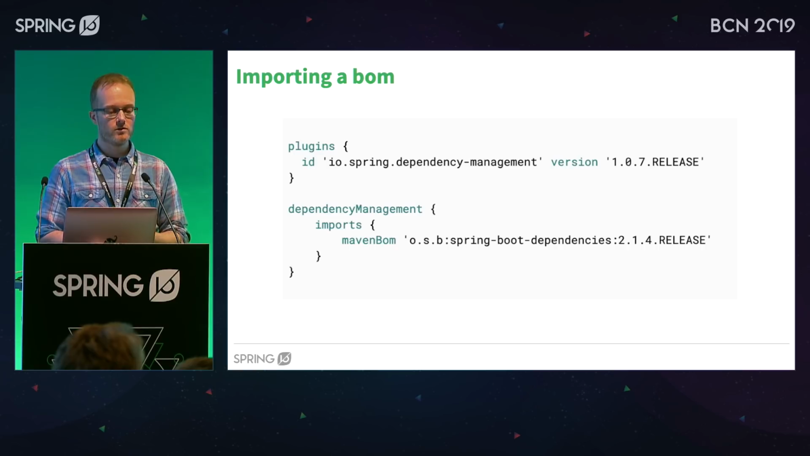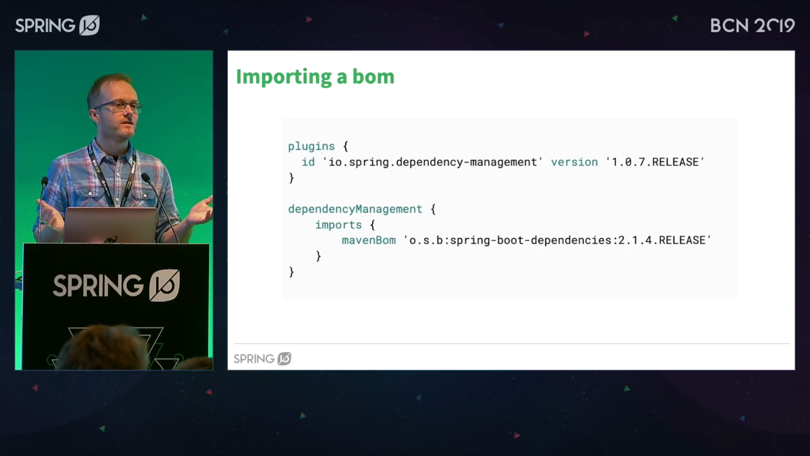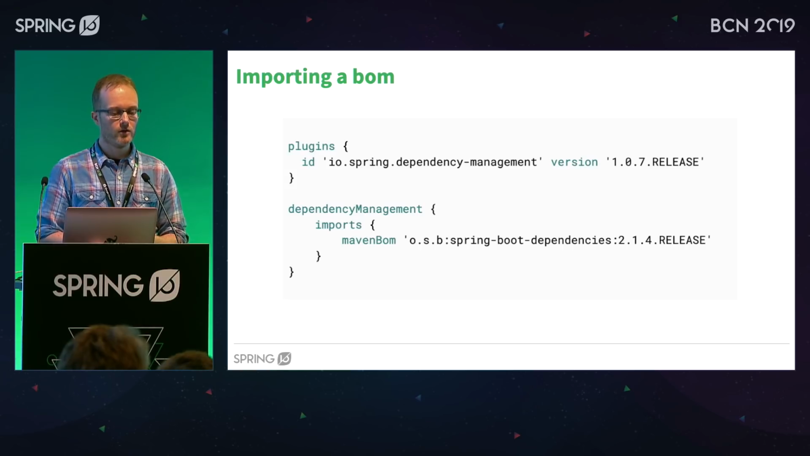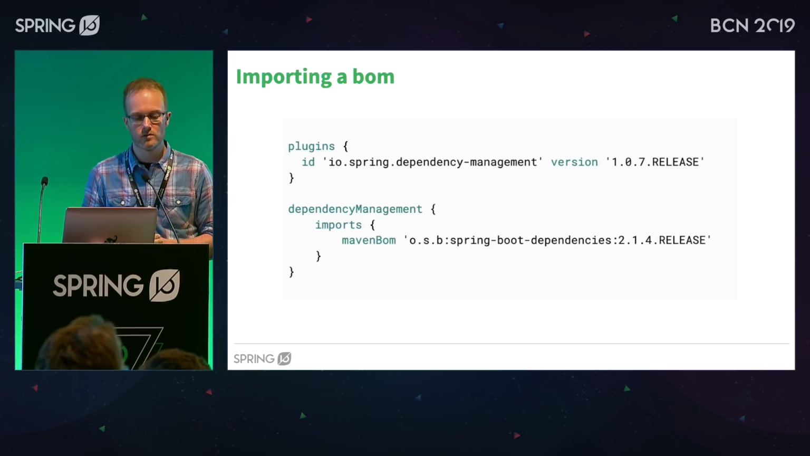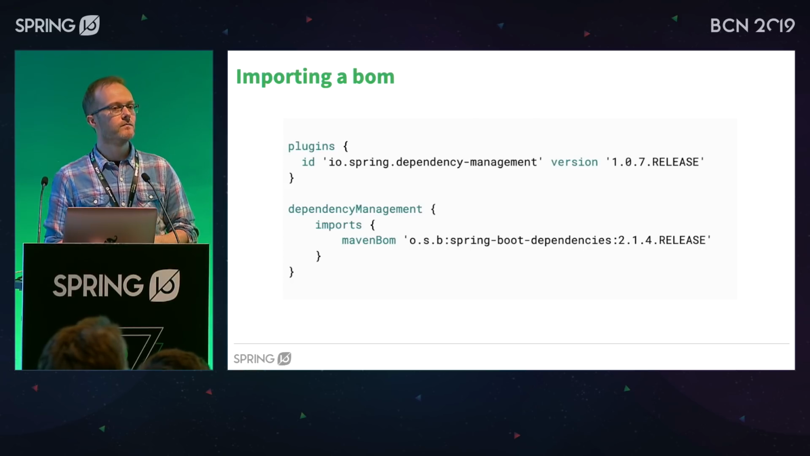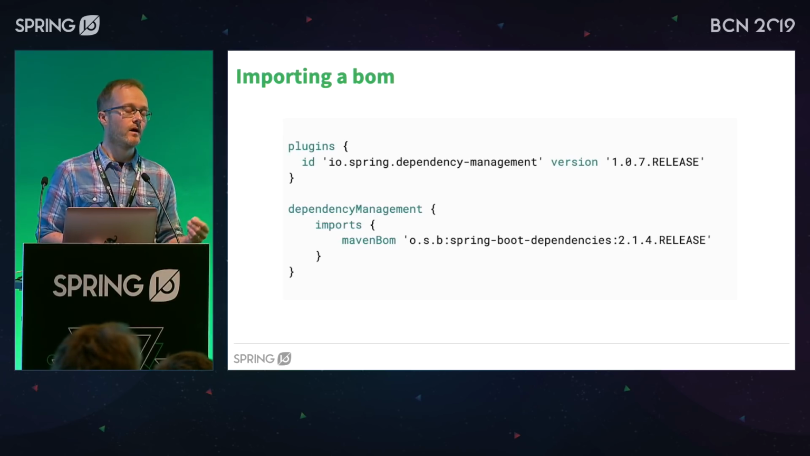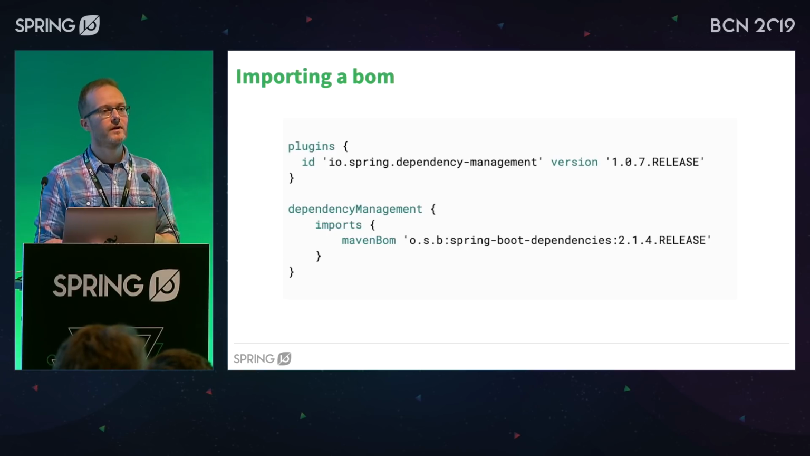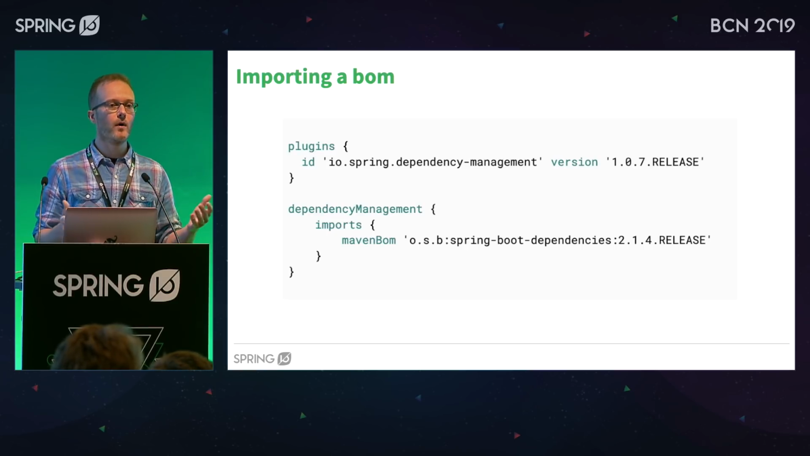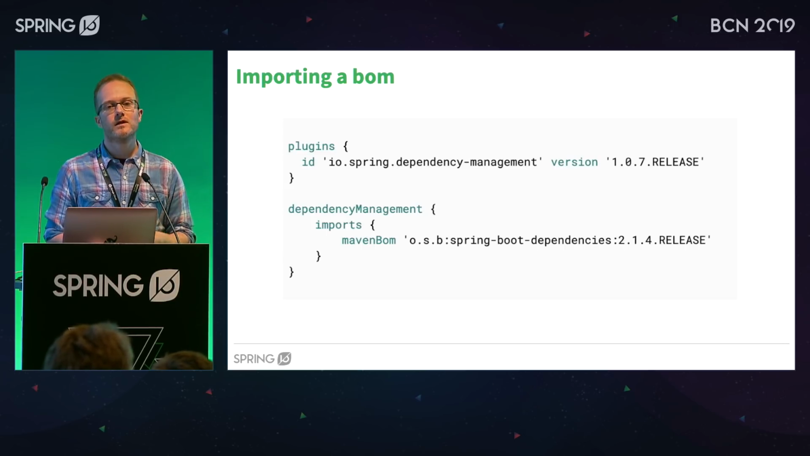So, if you want to use the plugin to import a BOM, it's fairly standard Gradle stuff to begin with. You use the plugins block, you specify the ID of the plugin and the version that you want to use, and then the plugin provides a DSL to import Maven BOMs. It also provides a DSL that I won't go into details here, but you can also declare dependency management for individual dependencies.